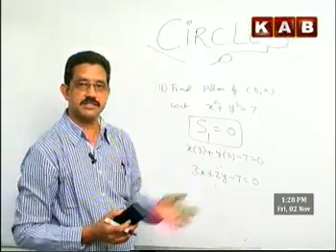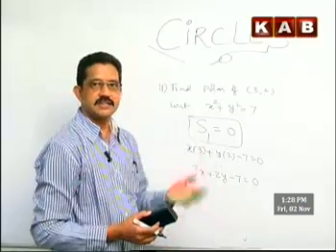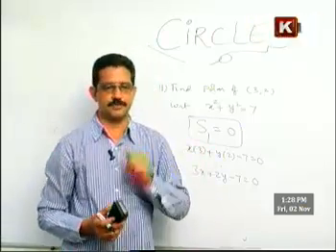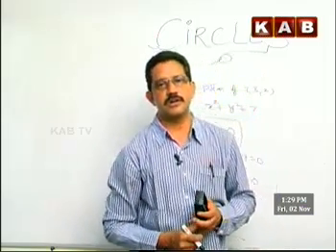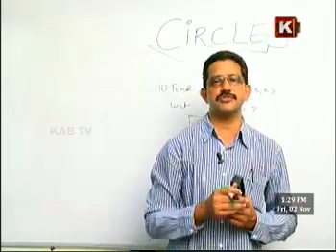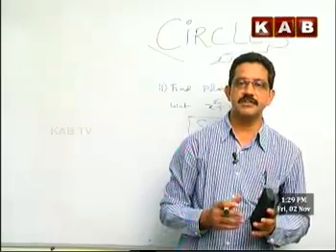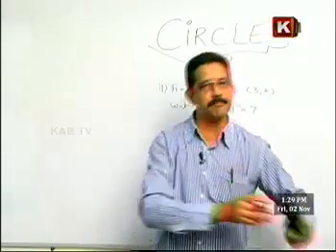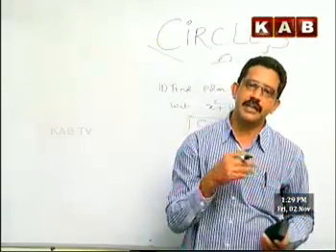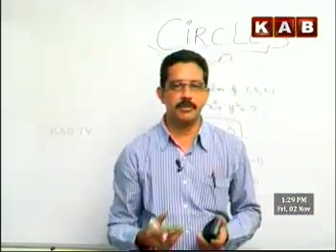Let me recall the ideas. Tangent equation S1 is 0. Polar equation is S1 is equal to 0. Chord of contact is also S1 is equal to 0. And not only for circle, this notation is the same for ellipse, parabola and hyperbola as well.